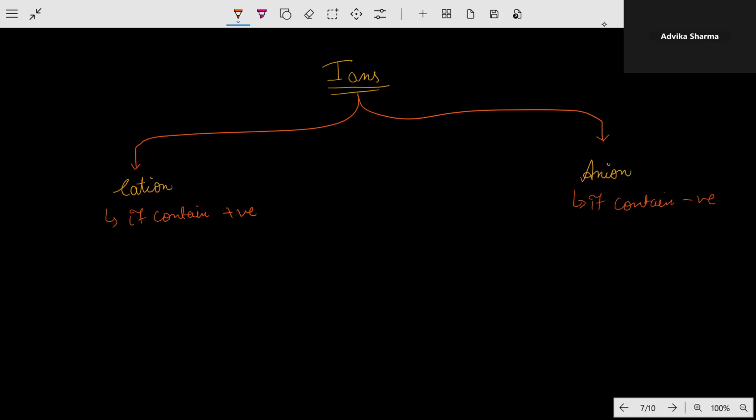Wait, question, sir. Are we going to be talking about isotopes? Yes, we will discuss isotope, isobar, isotone, and isoelectronic species, but later. Okay.